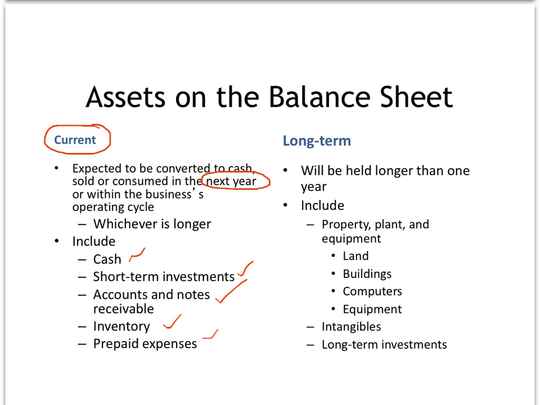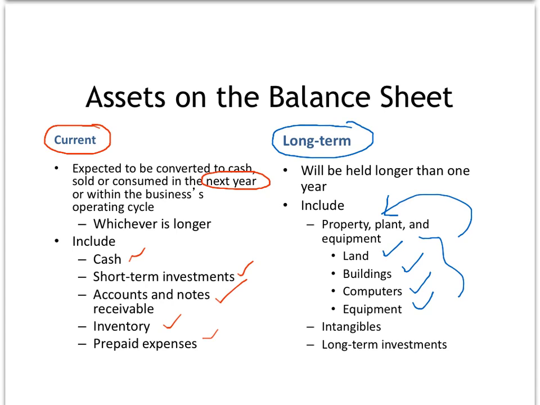Now, we also have the long-term assets on the balance sheet, and these will be held longer than a year. This is going to include things like land, buildings, computers, and equipment. All of those combined are called property, plant, and equipment. And we also have intangibles, which are things like copyrights and patents, and then long-term investments.